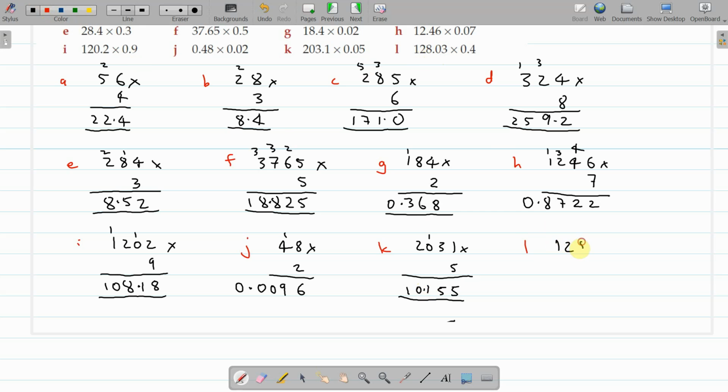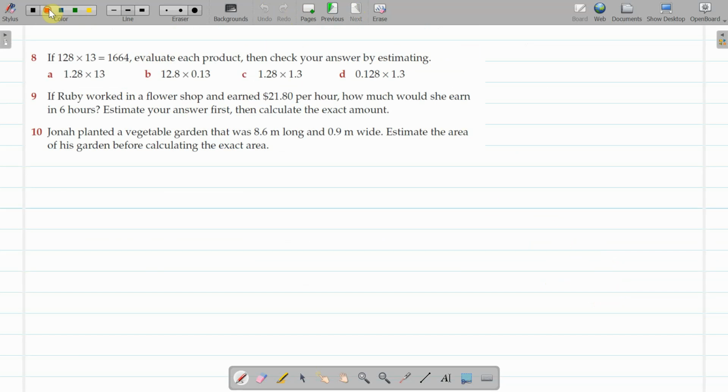12803 times 4. 4 times 3, 12. 4 times 0, 0, plus 1 is 1. 4 times 8, 32. 4 times 2 is 8, plus 3 is 11. 4 times 1 is 4, plus 1 is 5. Very nice. And 1, 2, plus another 1 is 3 decimal places. Very good. Okay. Next. Question 8.